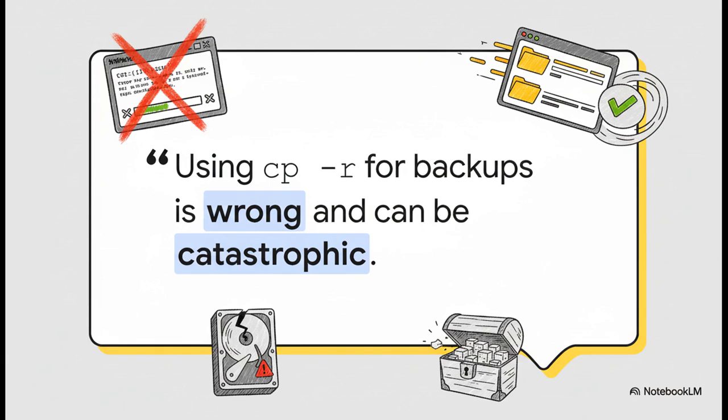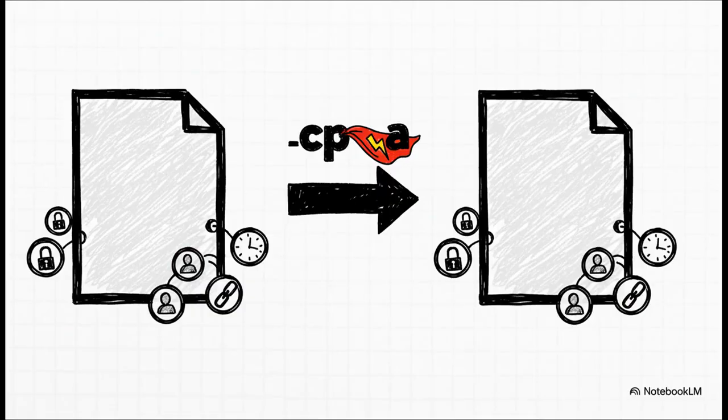I know, we've all done it, right? We've all used cp -r to copy a directory. But for any kind of serious work, especially backups, it is absolutely the wrong tool, and it can lead to disaster. So why is that? Well, it's because cp -r destroys metadata.